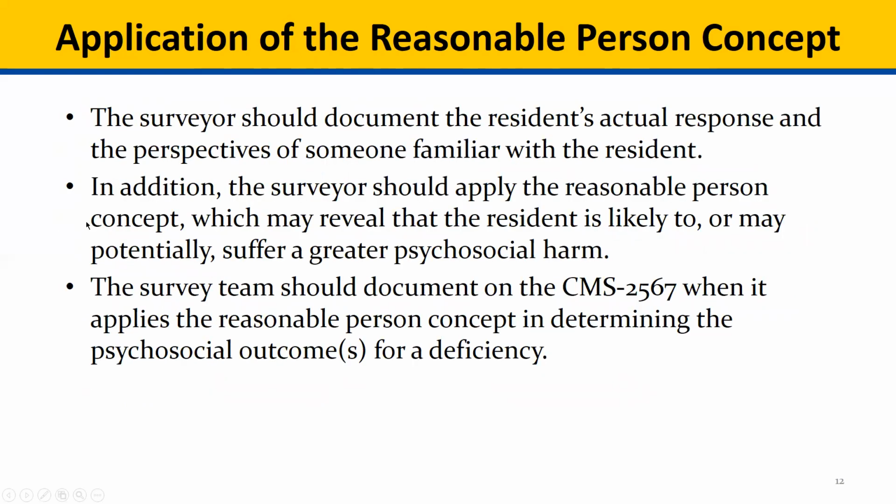The surveyor should document evidence that describes the resident's actual response and the perspectives of someone familiar with the resident. In addition, the surveyor should apply the reasonable person concept, which may reveal that the resident is likely to or may potentially suffer a greater psychosocial harm. The survey team should document on the CMS 2567 when it applies the reasonable person concept in determining the psychosocial outcome of the deficiency.